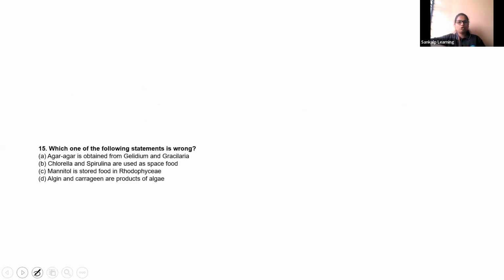Fifteenth question. Which one of the following statement is wrong? Agar agar is obtained from Gelidium and Gracilaria. Chlorella and spirulina are used as a space food. Mannitol is stored food in Rhodophyceae. Algin and keratin are products of algae. Which is the wrong statement? We have learned this under economic importance of algae.